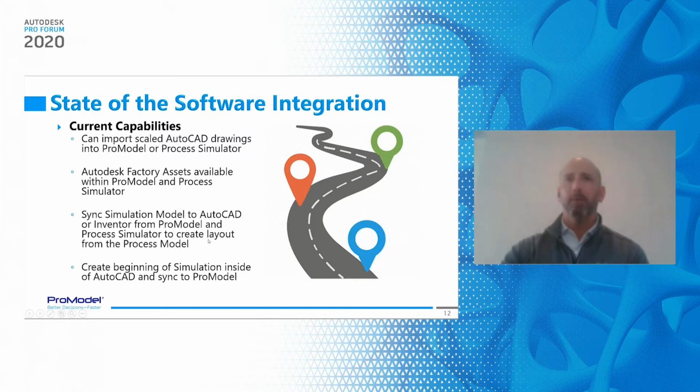So you can start with a blank sheet, designing a new process, and you can set the machines, create the flow, throughput and rate, and then sync to AutoCAD and Inventor to be able to create the layout. And we can also create the beginning of a simulation model inside of AutoCAD and sync to our ProModel tool. We'll be going through this in some detail, but if you have assets, we can actually create the beginnings of a simulation model inside of AutoCAD.